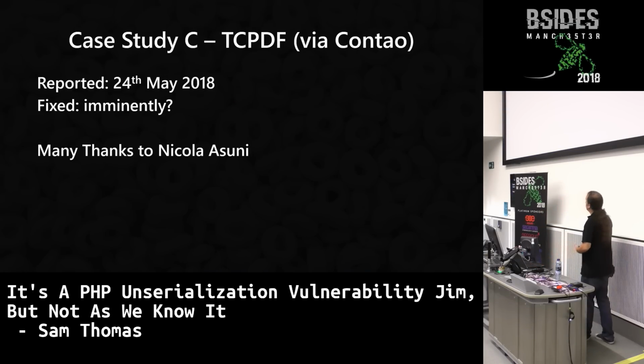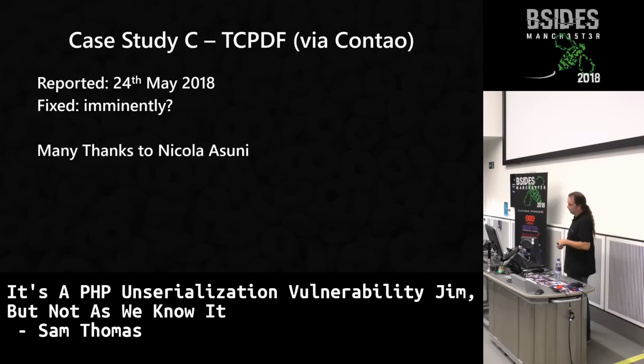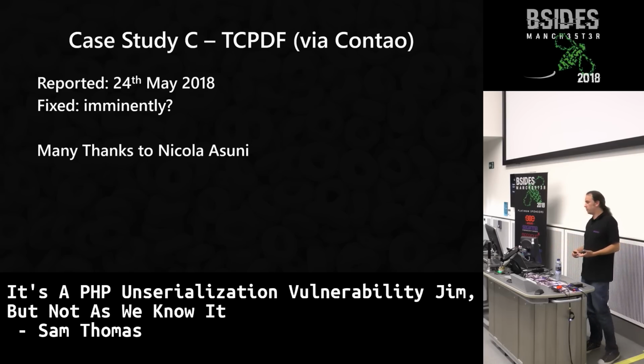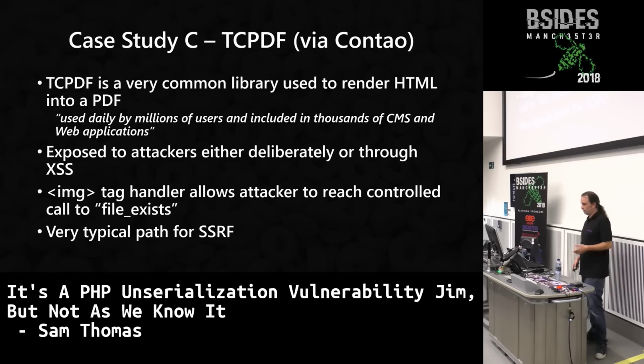Okay, so the final case study is in a library called TCPDF. I'm going to exploit it through a CMS called Contao, but really the important point is that this is in quite a widespread library. So as far as I know, this is the standard library in PHP applications to convert HTML to PDFs. And in quite a simple way, it sort of exposes the issue.